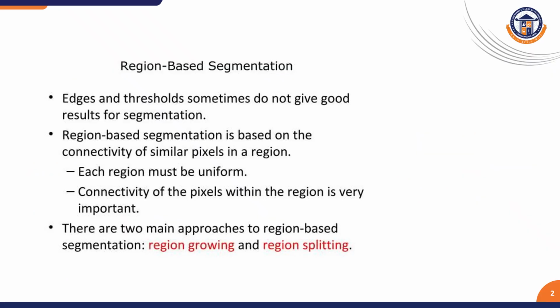So, the region-based segmentation. Previously, we have seen edges and thresholding. Sometimes this process does not give good results for segmentation. So region-based segmentation is based on the connectivity of a group of similar pixels in a region. Each region must be uniform, and the connectivity of pixels within the region is very important. There are two main approaches for region-based segmentation: region growing and region splitting.